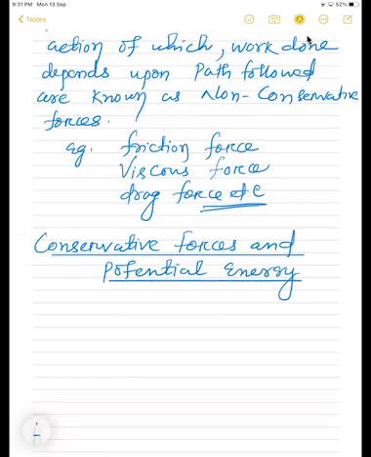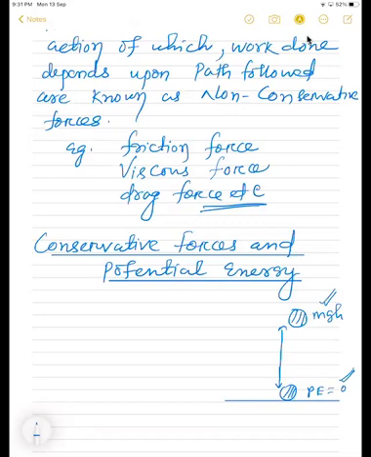Students, when a conservative force does positive work, the potential energy of the system decreases. Why? Just see. Here, what is the potential energy? Zero. At a height, mgh. Yes or no? Here potential energy is zero, here potential energy is mgh.